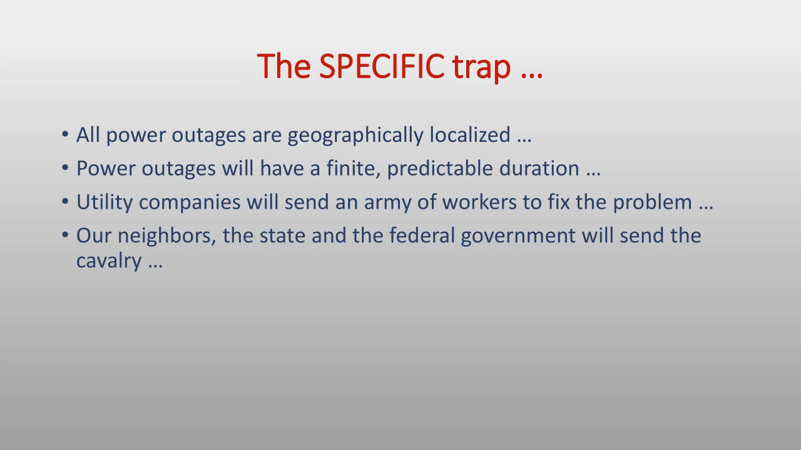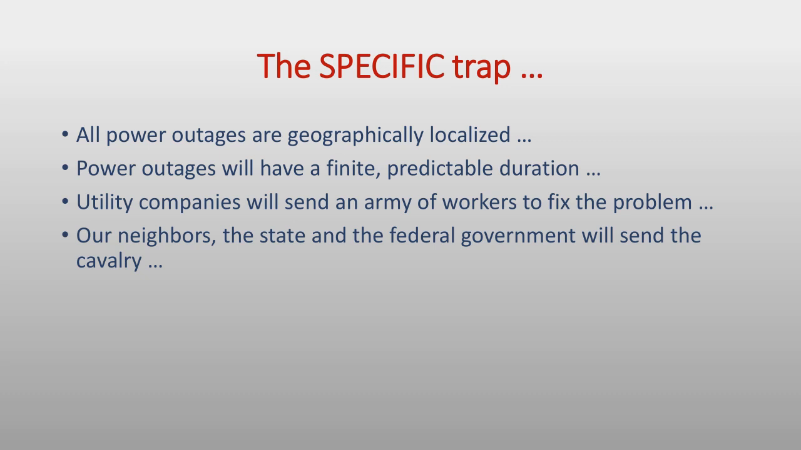Power outages have a finite, predictable duration, and that's largely true. It speaks to how good the folks that bring us our power are. They are able to quickly localize the problem and work around it. That's very true and happens very often, but there are scenarios out there where that wouldn't be true. For instance, the power outage in Texas.